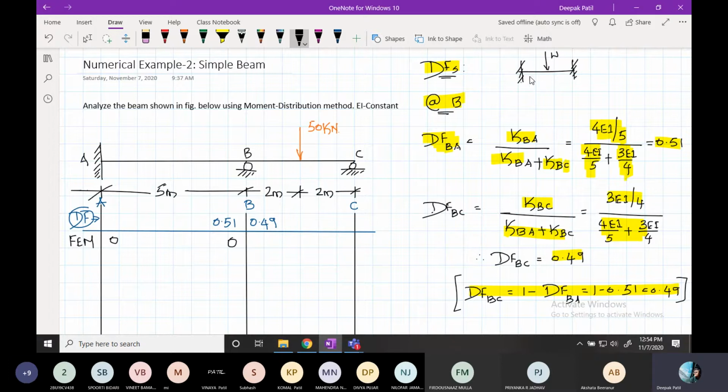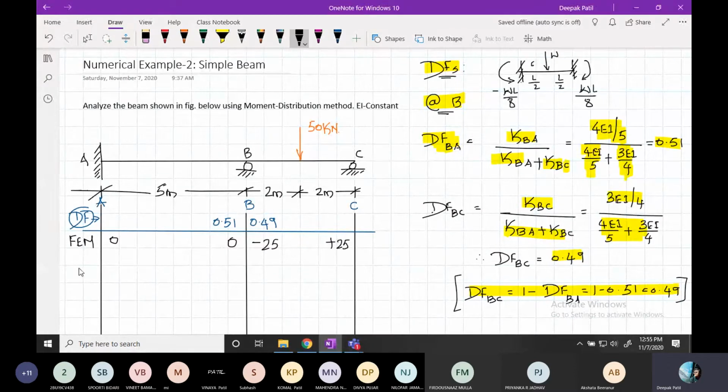a load exactly at the center and both ends are fixed, so if this is L by 2 and this is also L by 2, this side the fixed end moment will be minus WL by 8, and this side the fixed end moment will be plus WL by 8. So in our case, this side it will be minus 50 into 4 by 8, which is minus 25, and this side plus 50 into 4 by 8, which is plus 25. Okay, so this is the fixed end moment.